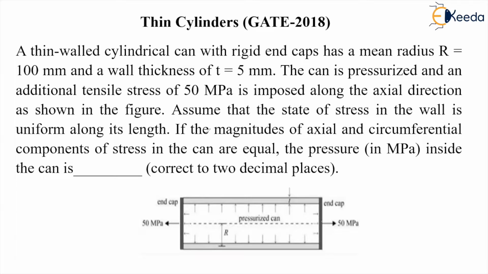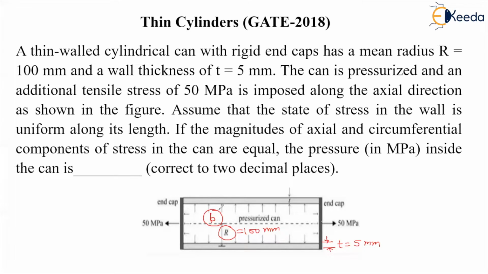So basically there is a cylinder of radius r. The radius is given to us, that is 100 millimeter. Also the thickness t is given to us. The thickness of this cylinder is 5 millimeter. The can is pressurized. Some pressure P is applied inside.